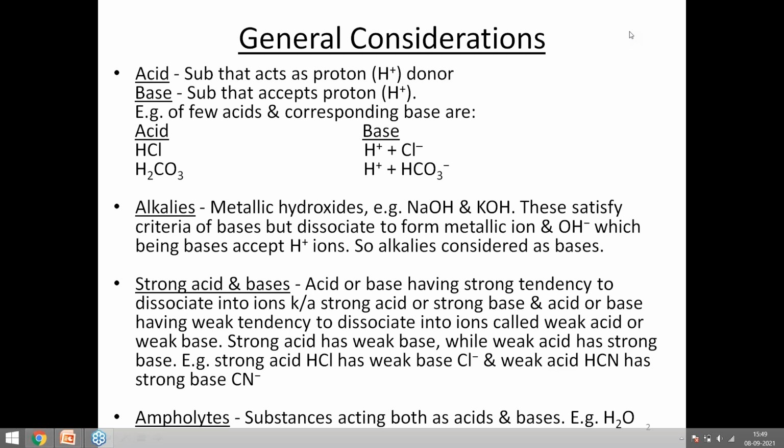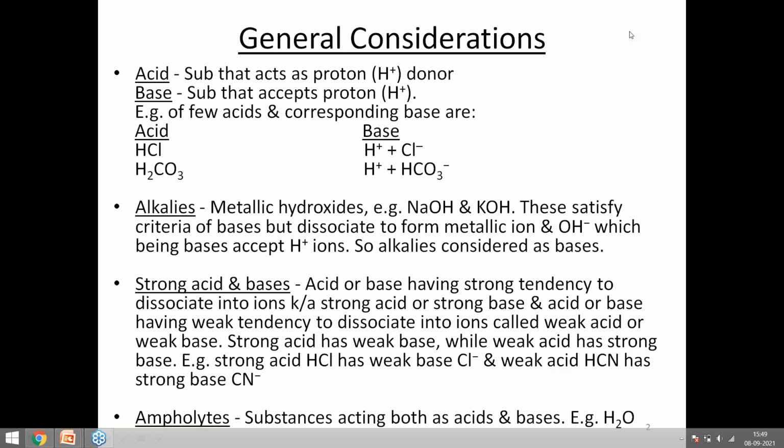Now there's a term called a strong acid and strong base, or a weak acid or a weak base. Let's try to understand what that means. So an acid or base having a strong tendency to dissociate into ions is called a strong acid or a strong base, and an acid or base having weak tendency to dissociate into ions would be called a weak acid or a weak base.